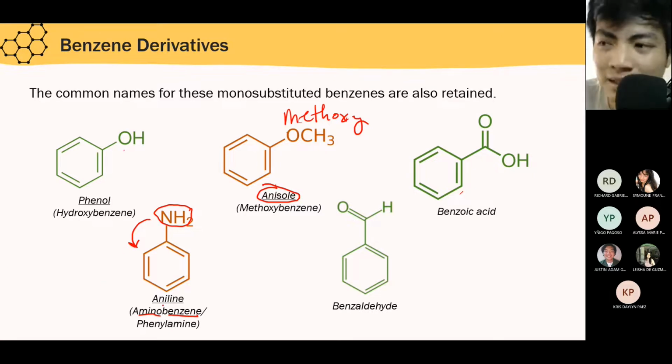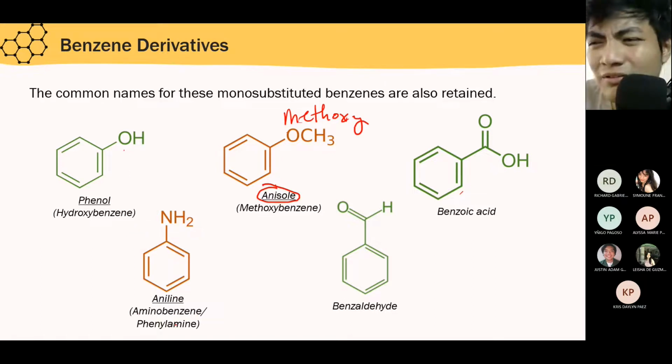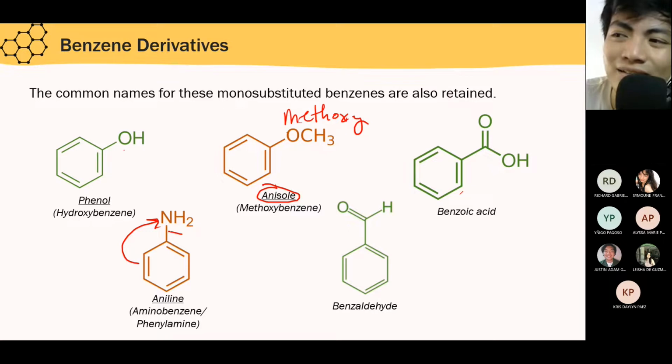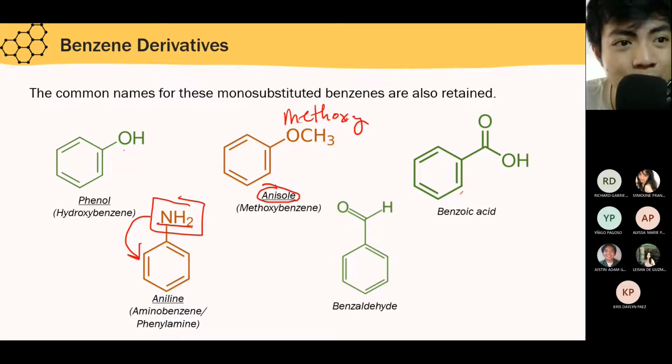Aminobenzene. Amine pati benzene. Aminobenzene. Or sometimes it is called phenylamine. Phenylamine, o baliktad naman yan, yung phenyl nakadugtong sa amine. Okay. Ang tawag kasi kapag yung benzene ring ang substituent mo, tawag doon ay phenyl. So pwede naman, no? But the common way of calling this is aminobenzene. Okay? So this is the amine group, and the benzene ring.